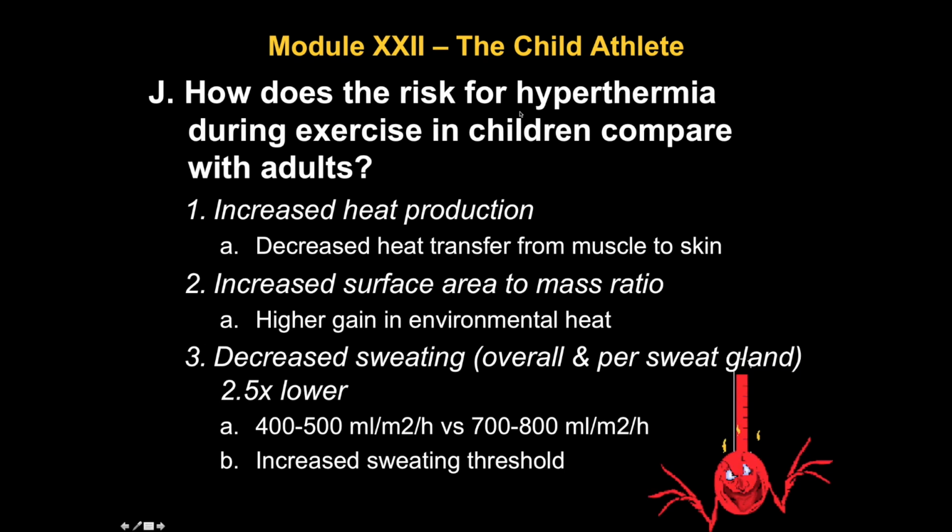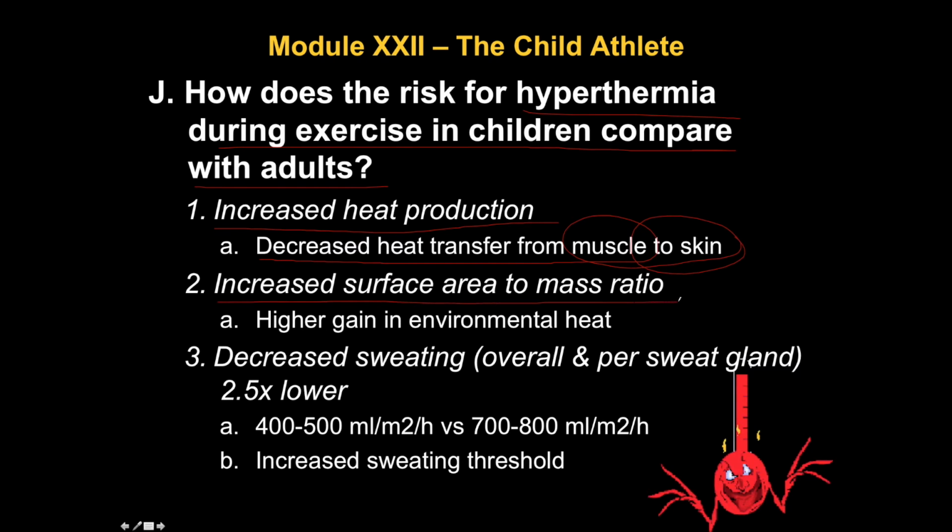How does the risk for hyperthermia during exercise in children compare with adults? Well, in the heat, we know that we're going to get an increase in heat production, and this is again due to decreased heat transfer from muscle to skin. That's because of the increased surface area to mass ratio between the skin and muscle mass. So environmentally, if those temperatures are higher, there's going to be more absorption of the environmental heat and not in the other direction. There's also a decreased sweating rate, overall and actually per sweat gland, which is going to be about 2.5 times lower.